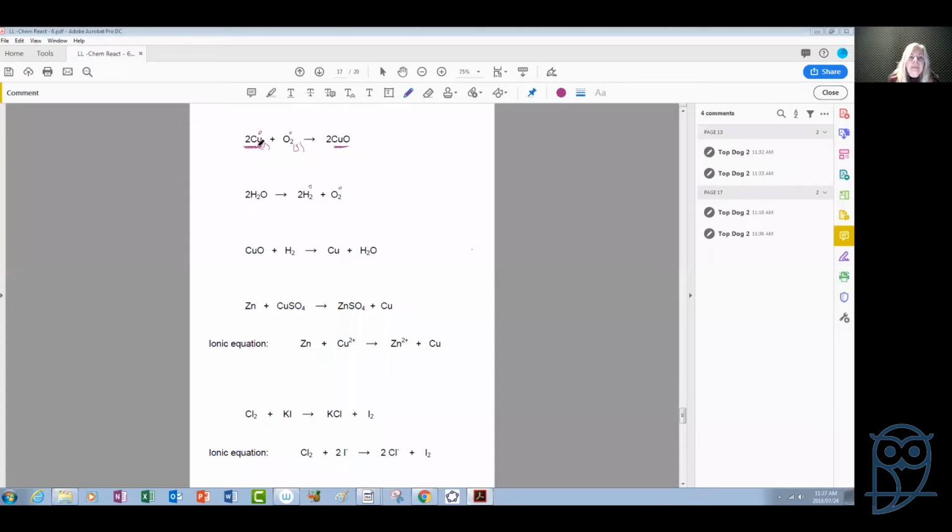So what do we have here? We have solid copper reacting with oxygen, and the product is copper oxide, which we have seen before. We said that the copper oxidizes because it gains oxygen. And now we're going to see why the copper oxidizes in terms of oxidation numbers and transfers of electrons.